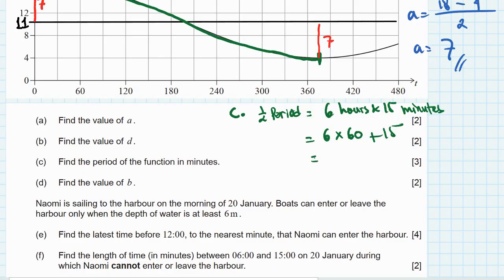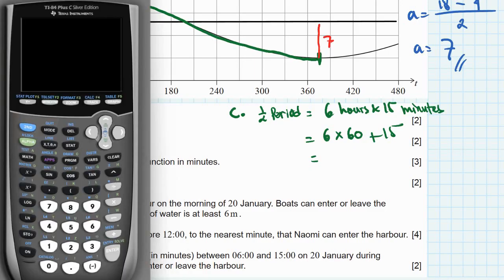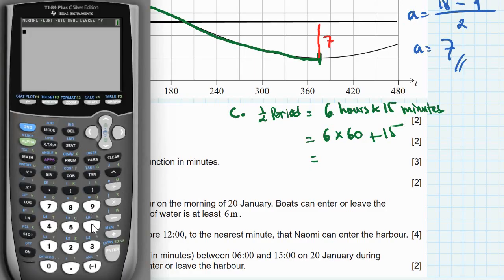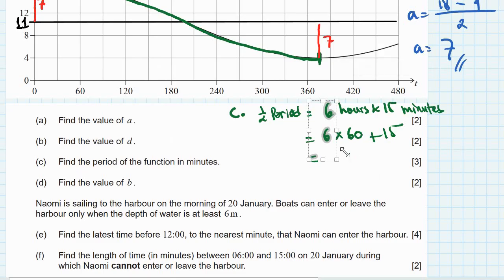So it's equals with, what is 6 times 60 plus 15? Let's input it to our calculator. Okay, 6 times 60 plus 15. It's equals with 375. Now remember, this is just half period.